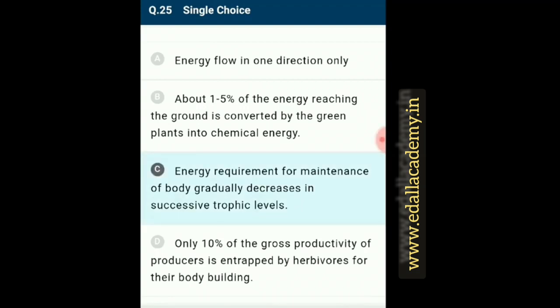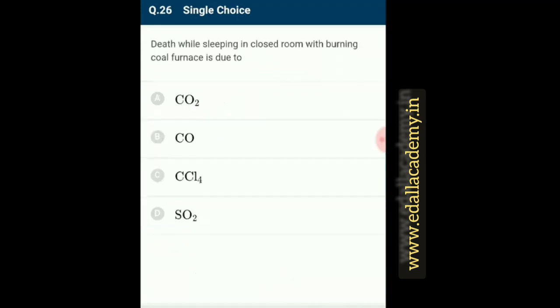Statement D. Only 10% of productivity of the producers is entrapped by herbivores for their bodybuilding activities. Yes, statement D also correctly given. So out of 4 statements, statement C alone wrongly given about the energy flow in an ecosystem. Question number 26.